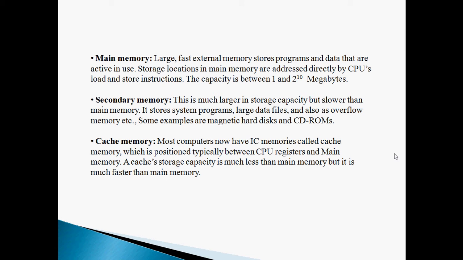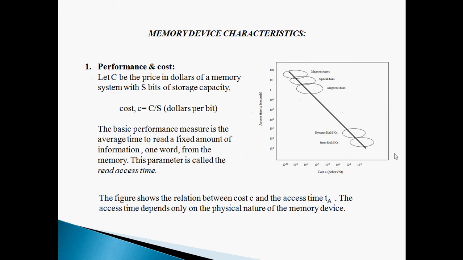Cache memory: these are the smallest and fastest memory in a CPU memory organization. A cache storage capacity is much less than main memory, but it is much faster than main memory. Let us see some device characteristics.